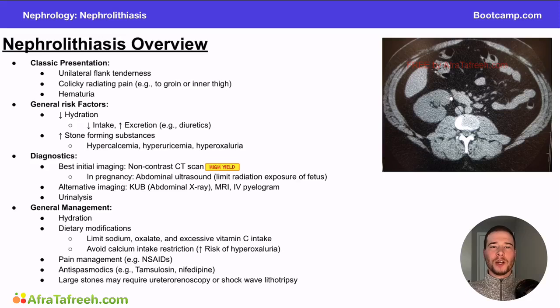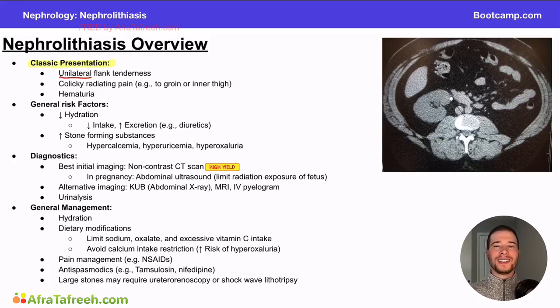So in this first video, we're going to do a general overview of nephrolithiasis or kidney stones, and then we'll talk about each one individually. So just thinking about the classic presentation, it's really important to recognize when a patient presents with unilateral flank tenderness. This is important, right? Because it would be unusual for a patient to have bilateral kidney stones simultaneously, and so typically it's located on one side or the other.